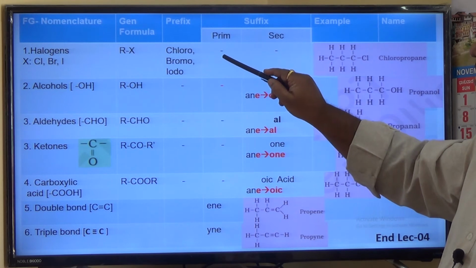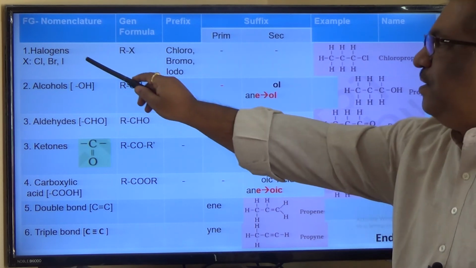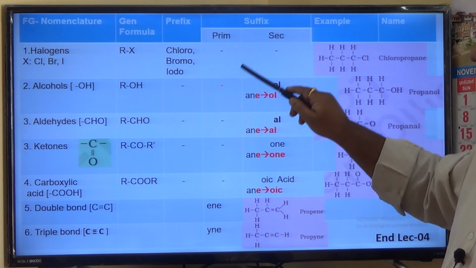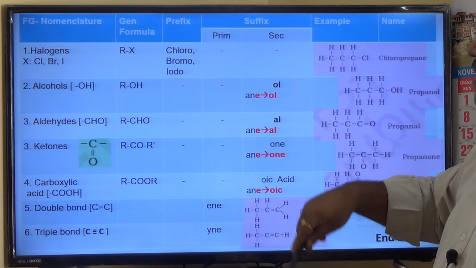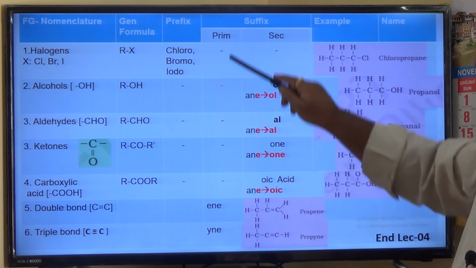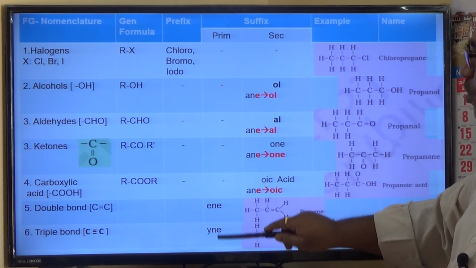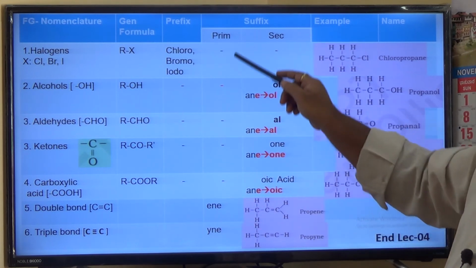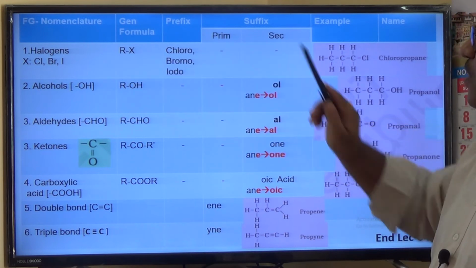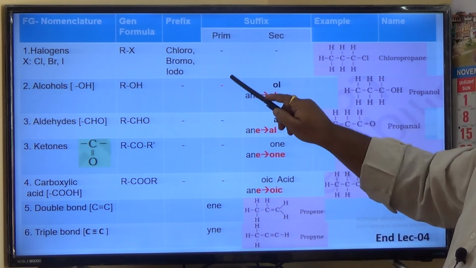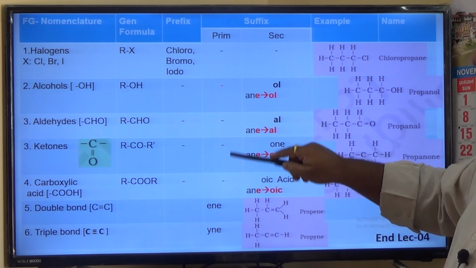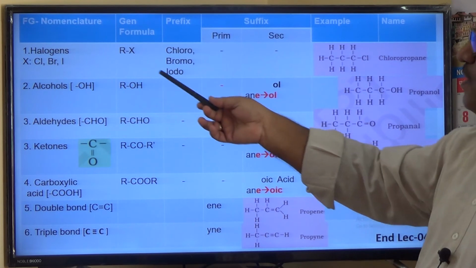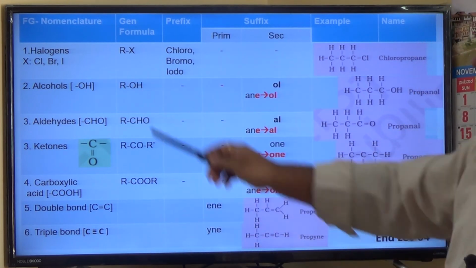Probably I could write ane here, but to distinguish between these functional groups and the prefix and suffix, I have eliminated that. I have not written primary, because we already know that alkane is our base. Everywhere there is an alkane other than these two. Here ane, all these are alkanes in propane, and if we attach the halogens, what will happen is what I am showing here. So don't bother about the primary suffix, because the primary suffix for alkanes is ane only. I am talking specifically about the halogen groups.